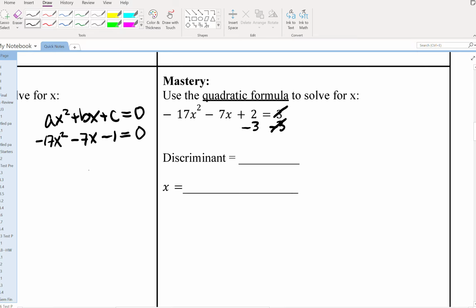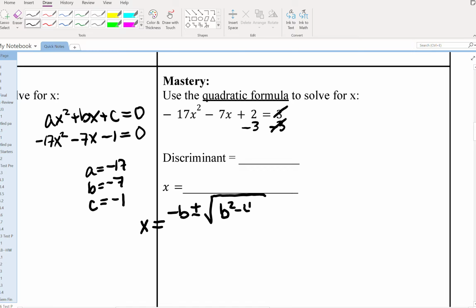This helps us to see that a is equal to negative 17. I realize this might seem like an extra step, but it's nice to have them listed out. So a equals negative 17, b equals negative 7, and c equals negative 1. And then we go to the discriminant. You'll recall that the quadratic formula is x equals negative b plus or minus the square root of b squared minus 4ac, all over 2a.